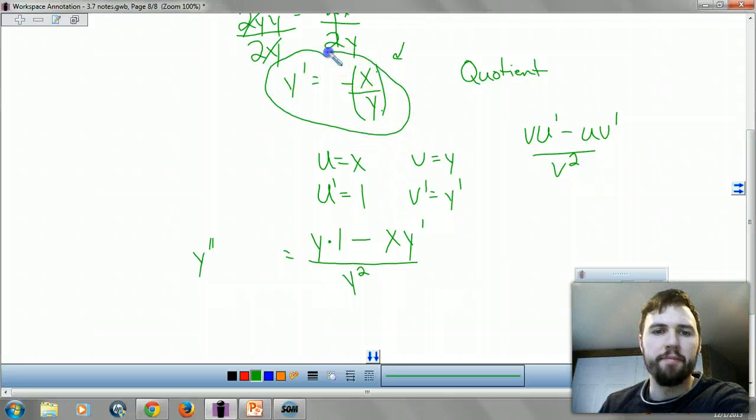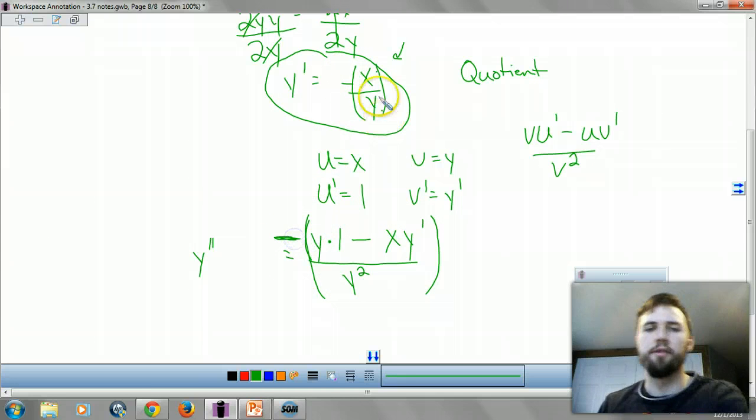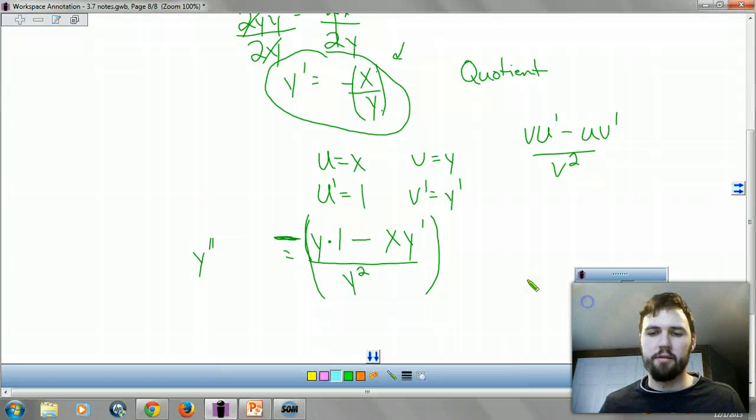Oop, I gotta put a negative sign in front of this whole thing, because of the negative up here. Negative sign in front of the whole thing because there's a negative right here. Okay. Wait! y prime is negative x over y. So I can substitute that in for my y prime.